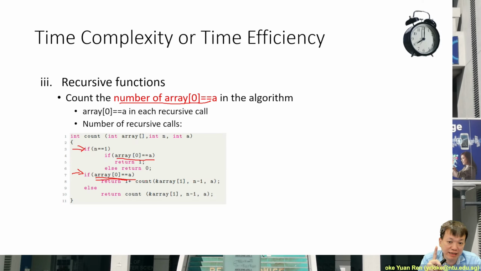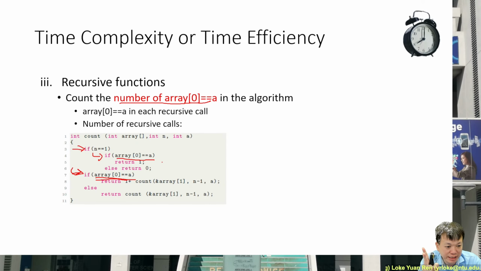So in each recursive function call, you only did one comparison. For this particular one, you only did one. You won't be able to run both of them, because when you enter this particular if statement, you will definitely return 1 or 0. You have no chance to carry on. When you enter this part, you don't need to run the earlier one. That means in each recursive call, you only do one comparison. You only compare array[0] equal to A once in each recursive call.